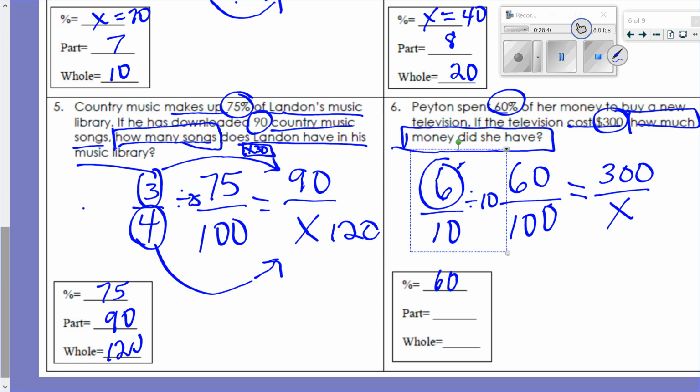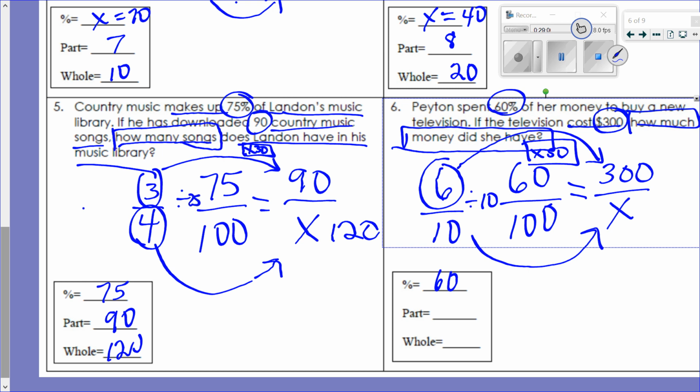6 over 10, and 300 over x. 6 times what gives 300? 50. Do we agree? Does 6 times 50 equal 300? Yes. Right? So I'm going to go 10 times 50 gives me what? 500.